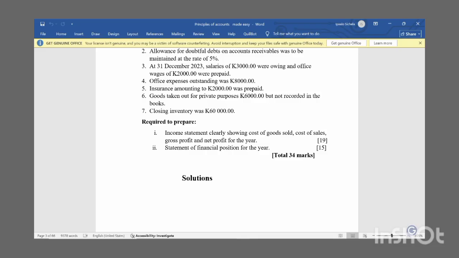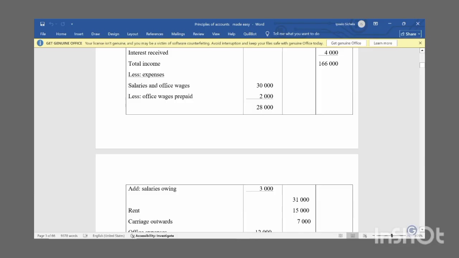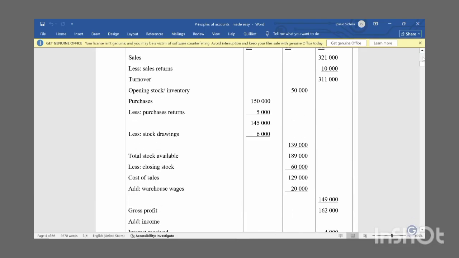and purchases are goods bought for resale, we have to show that some goods were removed by the owner. So how do we show that? By subtracting the 6,000 from the purchases, just like I did here. 145,000 minus 6,000 will give you 139,000.